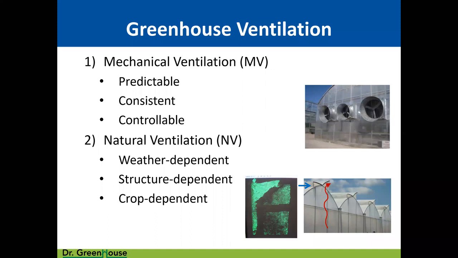For a greenhouse, there's two typical ways that we would ventilate. We would use mechanical ventilation, AKA fans, or natural ventilation, AKA windows, or ridge vents. Mechanical ventilation has the advantage of being predictable, consistent, controllable. Natural ventilation, we are at the whim of Mother Nature. It's very weather dependent. It's also structure dependent.